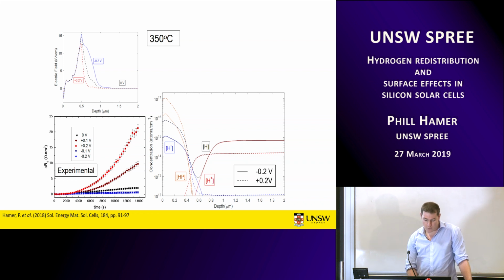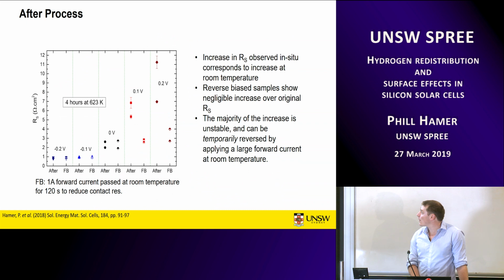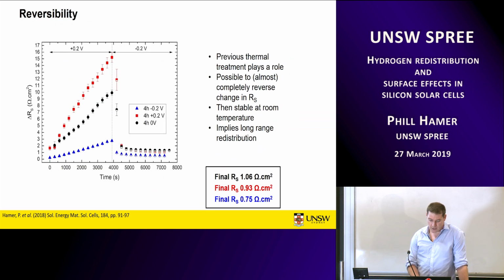So we can simulate this, and our experiments in general behaviour agree with it. So it's quite likely that hydrogen, or at least a charged species similar to hydrogen, is involved. There's a couple more fingerprints of hydrogen that also lead us to believe that this redistribution might be taking place. One of these is reversibility. While these effects persist at room temperature, again, you can put a reverse bias on and you don't see any significant increase in your series resistance after the process, whereas with forward bias you do. But more importantly, you can reverse it.